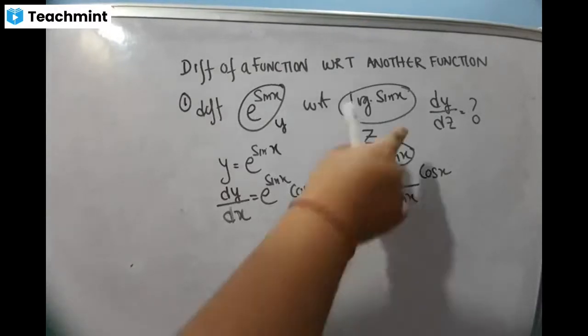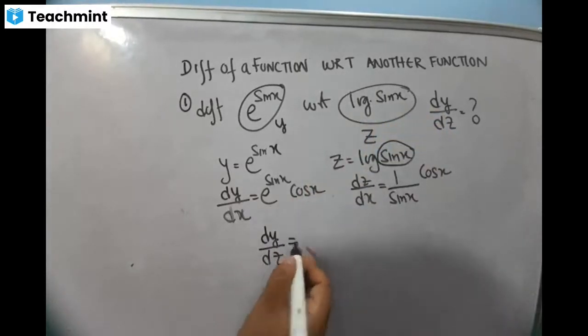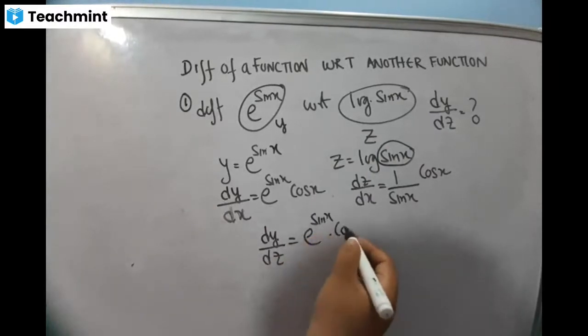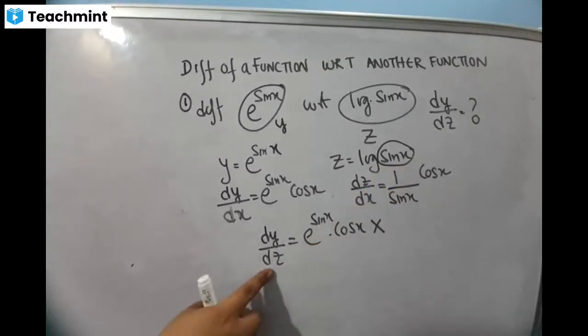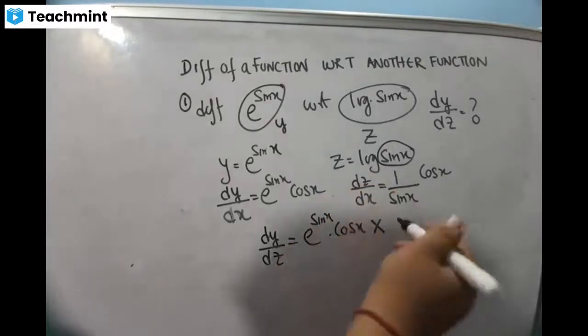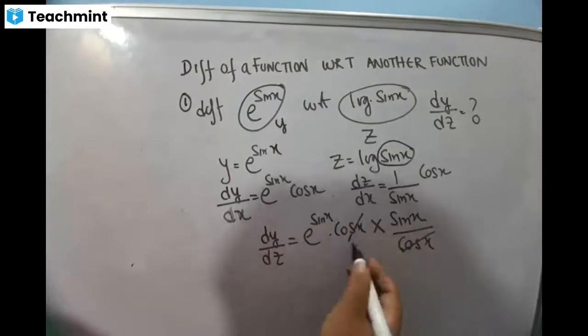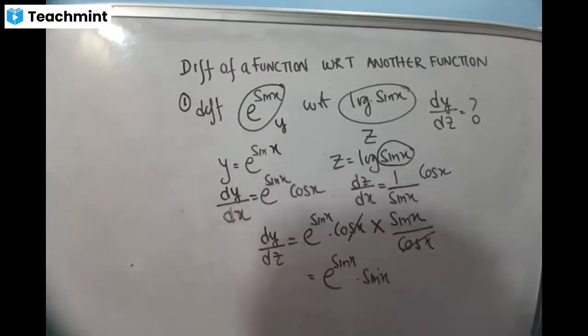Combine them. What are we supposed to find? dy by dz. dy by dz equal to, what is dy by dx? It is e to the power sin x into cos x into, since I need dz in the denominator, I've already explained this many times. Is that clear? So when you take the reciprocal, what will happen? Sin x divided by cos x. So cos x and cos x get cancelled. So e to the power sin x into sin x. So this is how you differentiate a function with respect to another function. Please go through this.